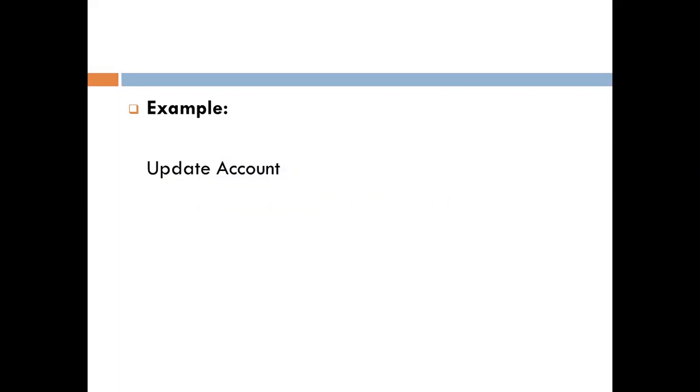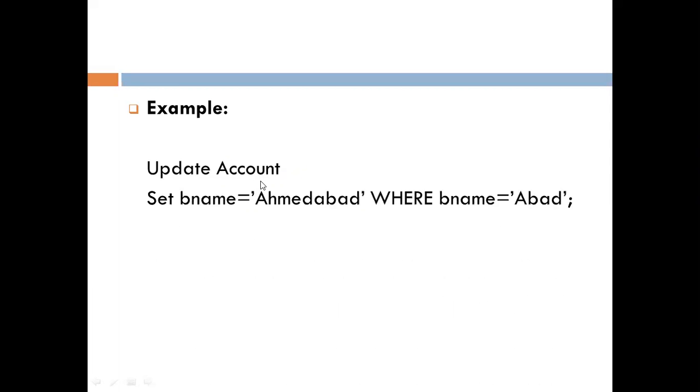Now example: update account. Update table name, my table name is account. So update account, set B name is equal to Ahmedabad. Wherever I am using the Abad string, I have to use the whole spelling Ahmedabad instead of Abad. So set B name is equal to Ahmedabad is my new value for B name, where B name is equal to Abad is my old value. So in my account table, all the rows having the Abad value will become Ahmedabad.